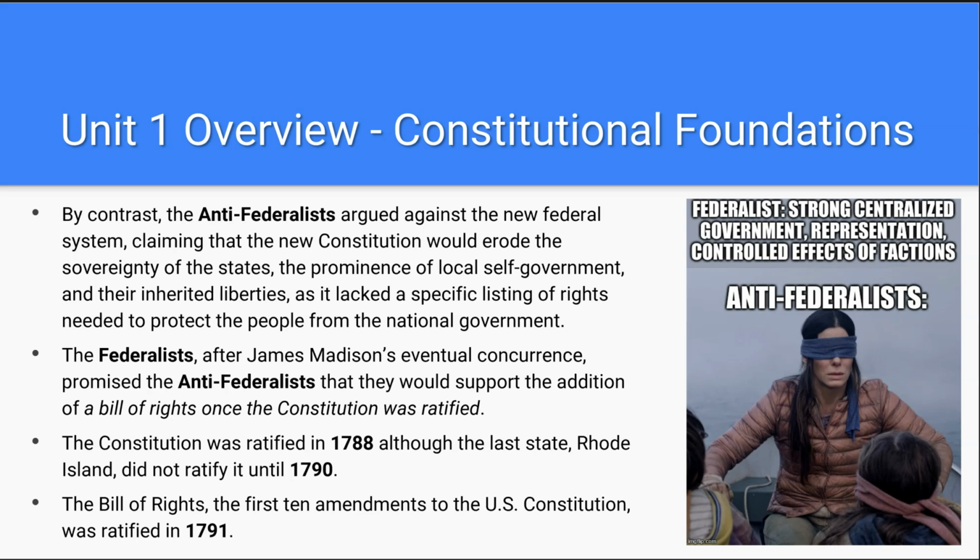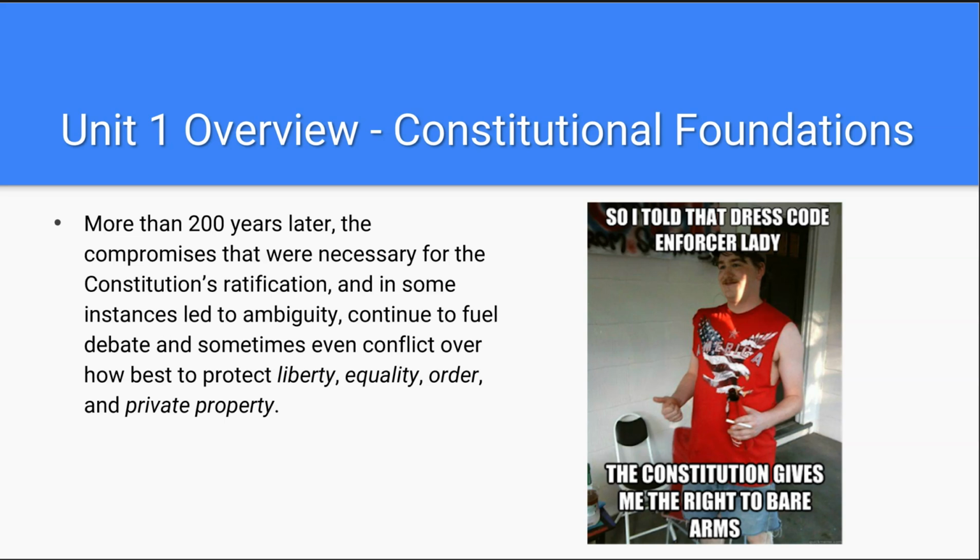So the Constitution was ratified in 1788 by the requisite number of states. Although the last state, Rhode Island, always the holdout, which didn't participate in the convention either, didn't ratify until 1790. The Bill of Rights, those first 10 amendments, which are so vitally important to the U.S. Constitution, were ratified in 1791. More than 200 years after it becomes our Constitution, those compromises that were necessary in order to get the Constitution ratified, and in some cases led to ambiguity, continue to fuel the debate today, and sometimes even conflict over how best we protect liberty, equality, order, and private property.